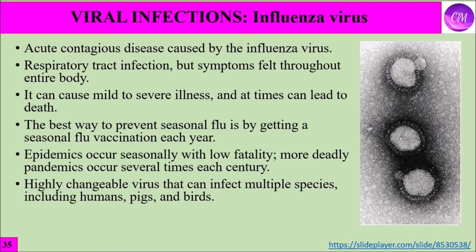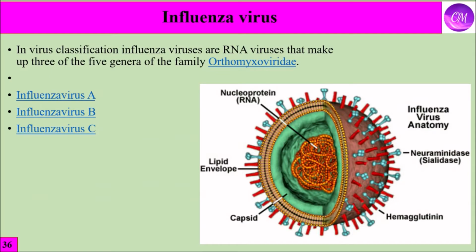The best way to prevent seasonal flu is by getting a seasonal flu vaccination each year. Epidemics occur seasonally with low fatality. More deadly pandemics occur several times each century. It is a highly changeable virus that can infect multiple species, including humans, pigs, and birds. The influenza viruses are RNA viruses that make up 3 of the 5 genera of the family Orthomyxoviridae. There are 3 types: influenza virus A, influenza virus B, and influenza virus C.